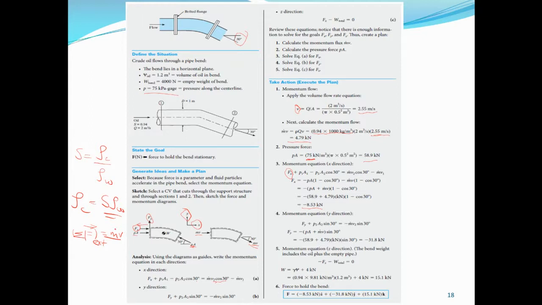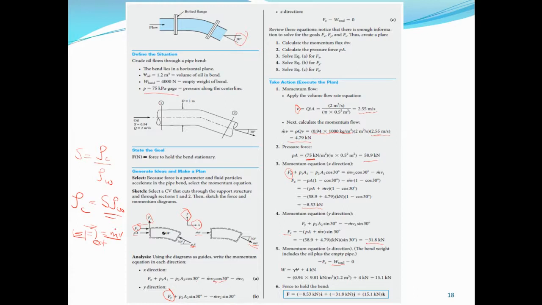Then for momentum in the y direction, we take this equation B to find Fy. We have almost everything, so we substitute and get Fy. It's also negative.